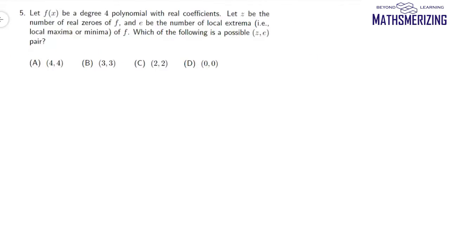Now question number 5, it says f(x) is a degree 4 polynomial with real coefficients. Let z be the number of real roots or real zeros of f and e be the number of local extremum, that is local minimum or maximum. Then which of the following is a possible pair? So if a function has 4 roots, then it simply means it will intersect the x-axis at 4 points.